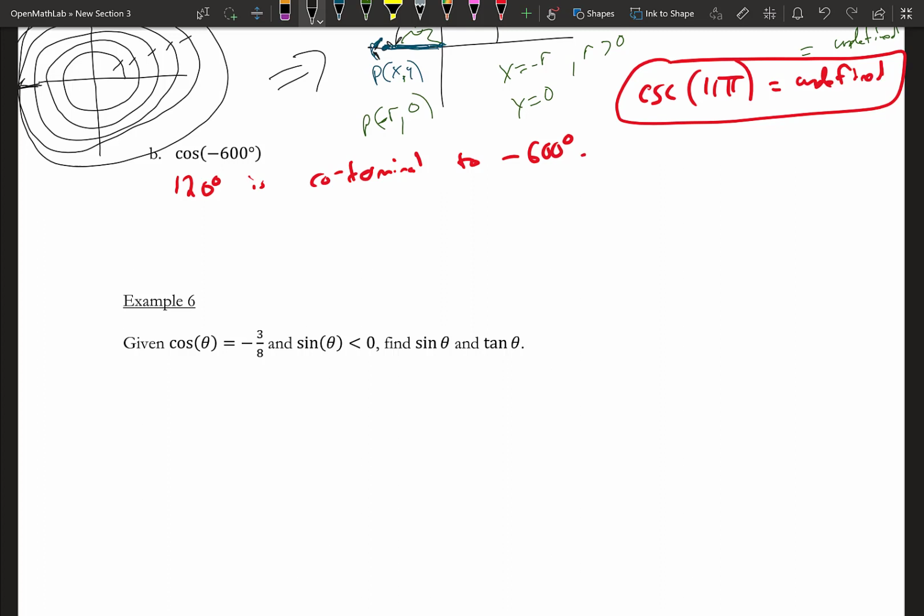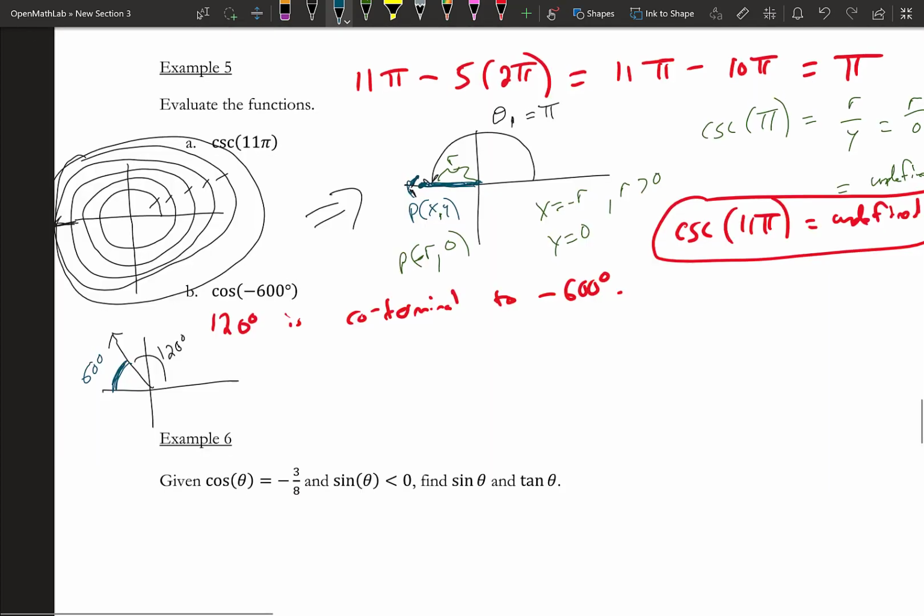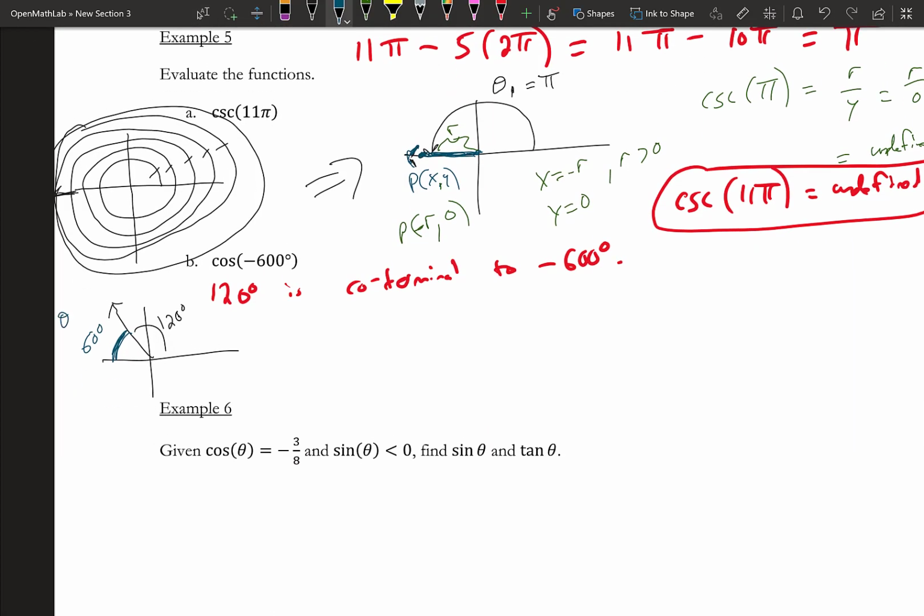So essentially what we have is a picture that looks like this, where we're here at 120 degrees, right? That's my coterminal angle. So my reference angle would be this piece here, which would be 60 degrees, right? Because it's going to add up to be 180, right? So this is theta prime.